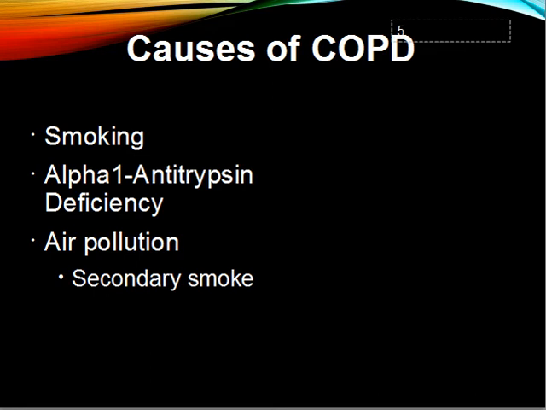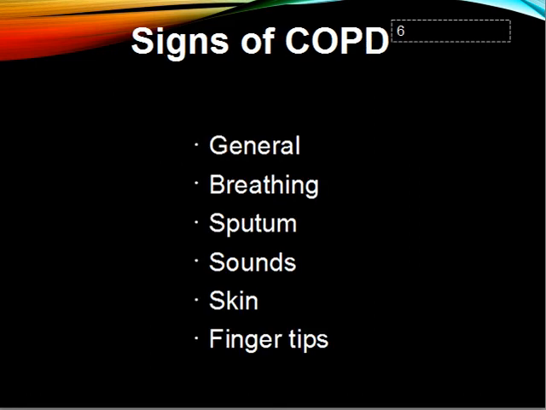Causes of COPD: smoking, alpha-1 antitrypsin deficiency, which is a gene that you're missing. So you may never have smoked, but you could still get COPD. And air pollution or secondhand smoke. Signs of COPD, in general, are difficulty breathing and sputum. You're going to have a lot of wheezing. Skin may appear blue or cyanotic. The fingertips may appear blue or cyanotic.